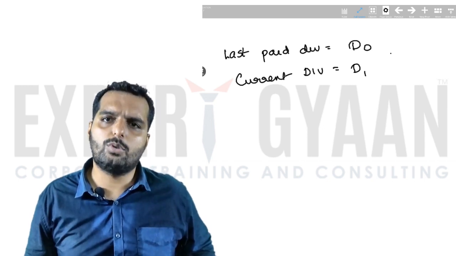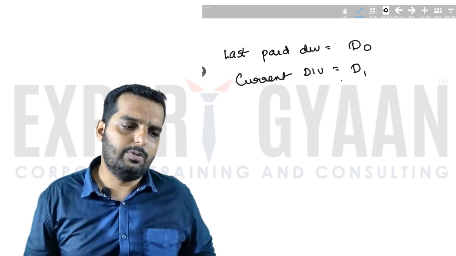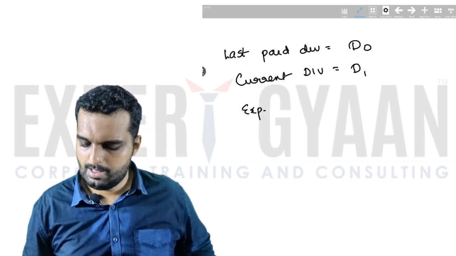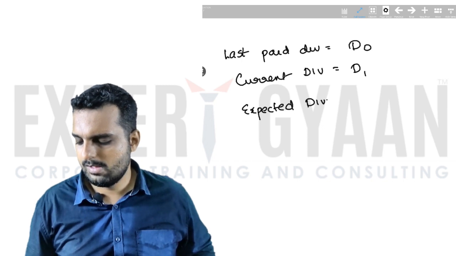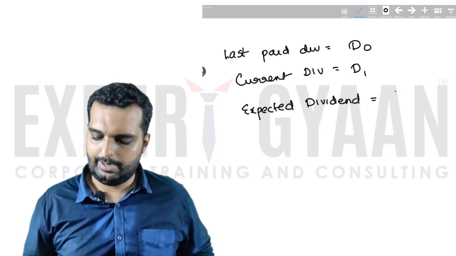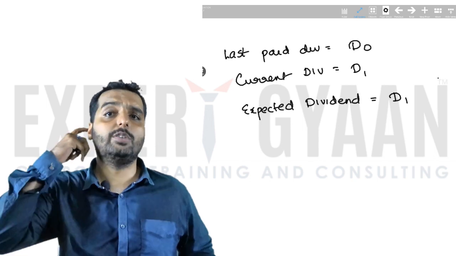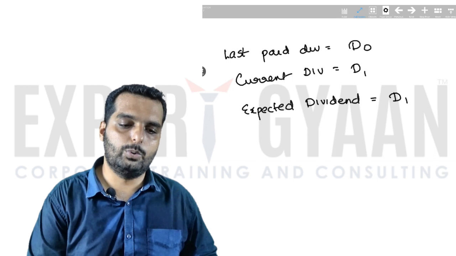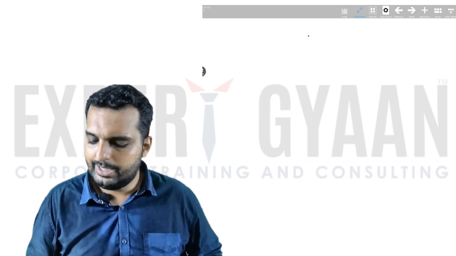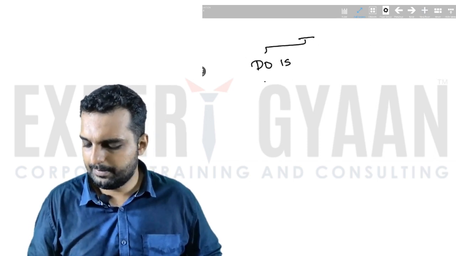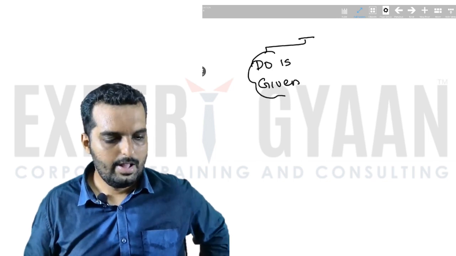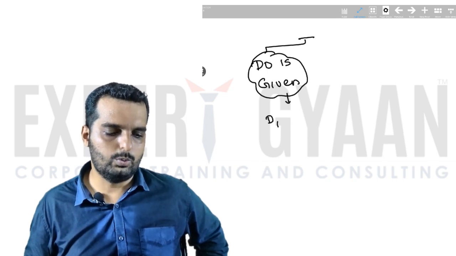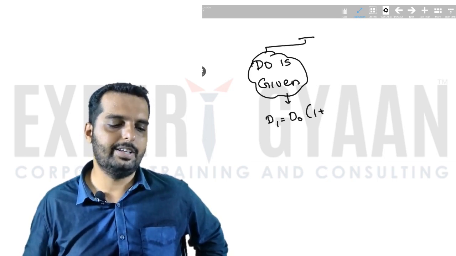I hope you are clear with this concept also. So one is last paid dividend, the other one is current dividend, and the last one which comes over here is expected dividend. That is again D1. That would mean the dividend that you are expecting for the next period. Now from the exam point of view, if D0 is given, we have to use a formula to find out D1. The formula is D1 is equal to D0 into 1 plus G.